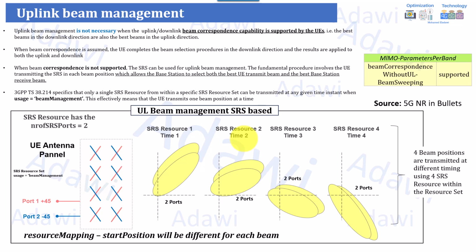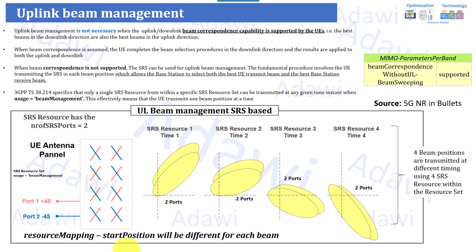From a high-level perspective, the fundamental procedure is that the UE transmits the SRS in each beam position, as shown here in different positions. I'll explain the technical details, but this is just the fundamental procedure. So the UE transmits the SRS in each beam position, which allows the BTS to select the best UE transmit beam out of these 4, for example, and also the best BTS receive beam. The gNB does not need to transfer the best BTS receive beam to the user, but it needs to transfer the best UE transmit beam. So how does all this work?